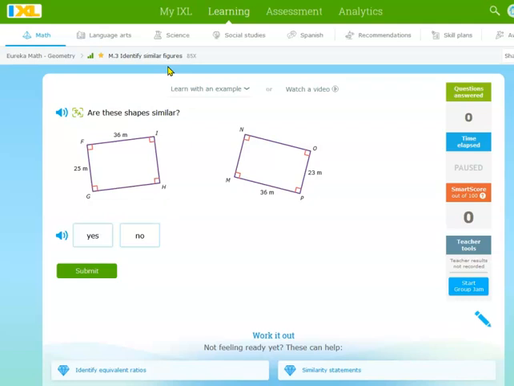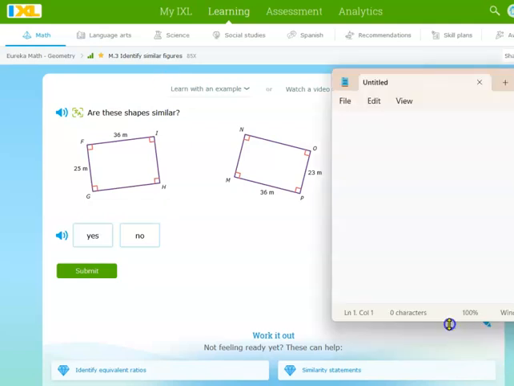Now we're given pairs of polygons and they might be similar or they might not be similar. We're going to use the properties of similarity to make that decision, to be able to say yes or no. Okay, so what are the properties? Well, let's pull up a notepad here and let's write them down.